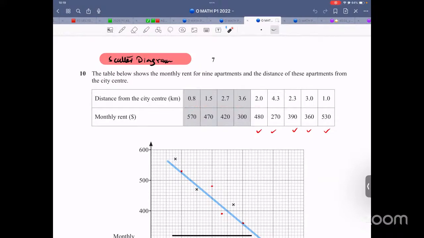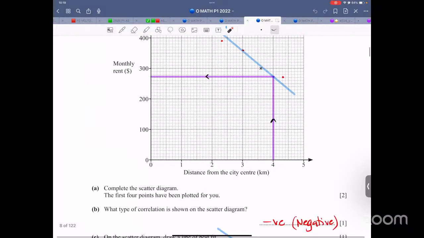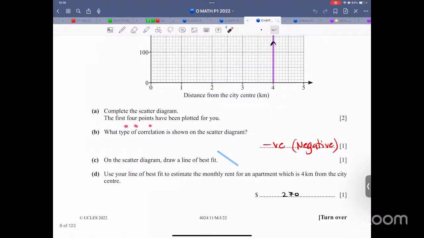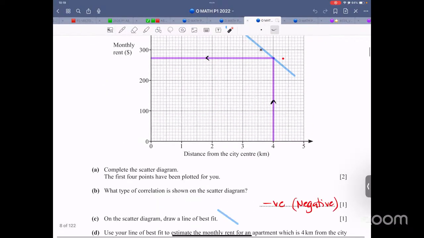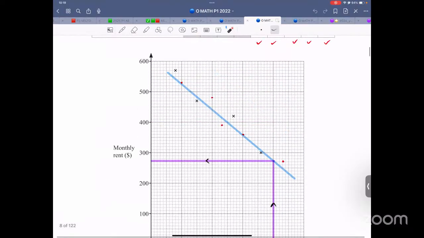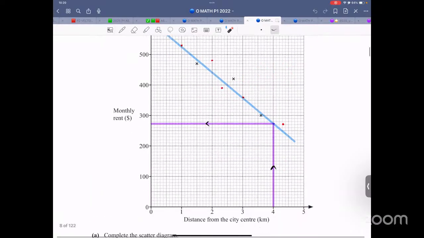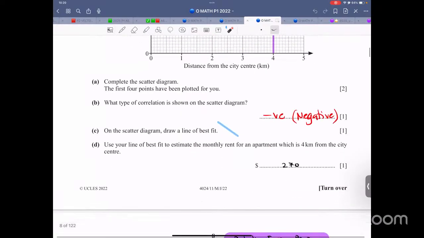It's all jumbled up. What you do is that some points might have been plotted already. So it will say over there, the first 4 points have been plotted for you. So these first 4 points are plotted. The rest of the 5 points you plot. And what type of correlation is shown on the diagram? Since it has a negative gradient, so therefore it has a negative slope, a negative correlation.